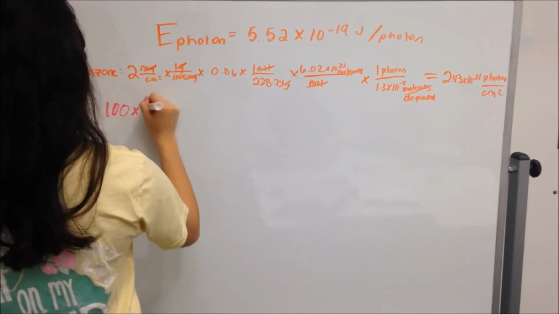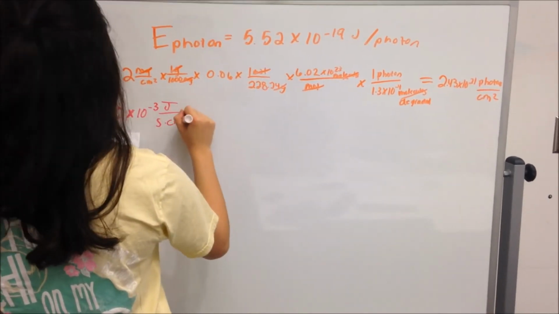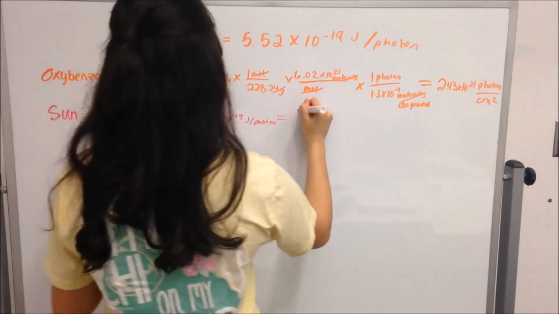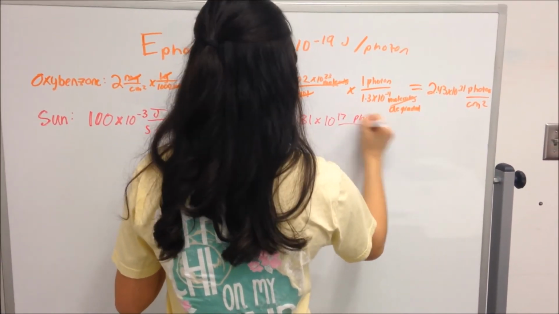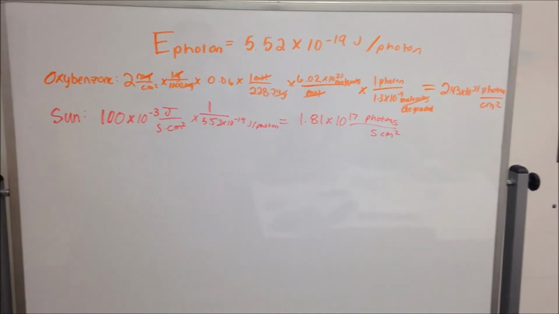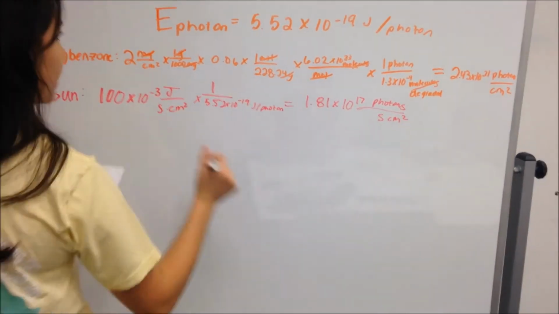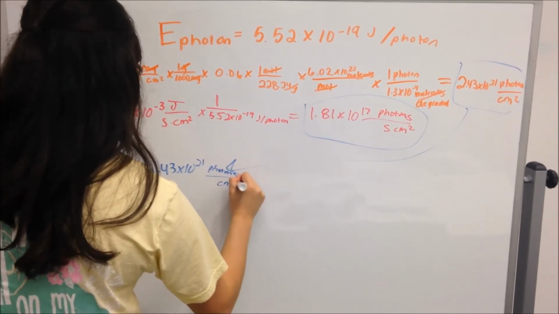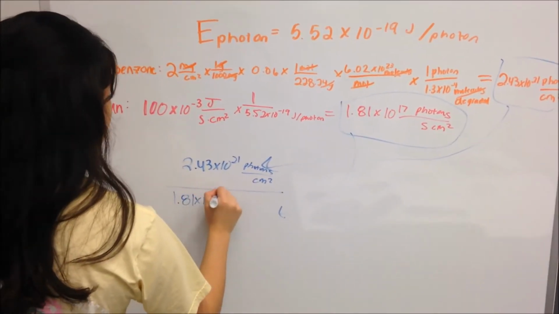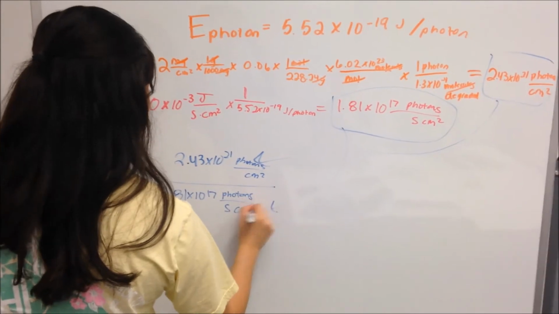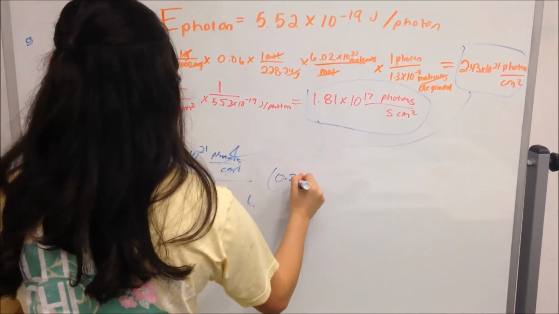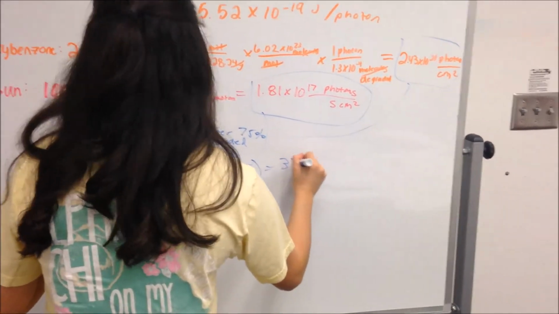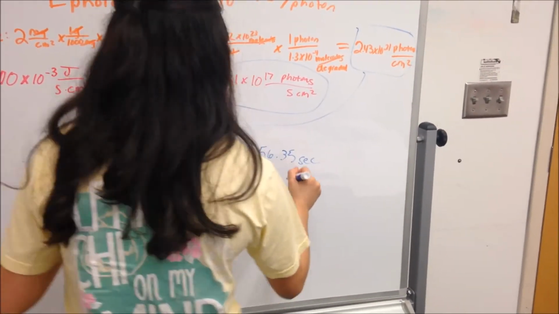Factoring in the energy from the sun at 100 milliwatts per square centimeter, assuming that energy is constant, we divide by the energy of UV light given off at a constant wavelength of 340 nanometers and find the amount to be 1.8 times 10 to the 17th photons per centimeter squared times seconds. Dividing the first amount by the latter, we solve for how many seconds it takes for oxybenzone to degrade. We multiply this number by 0.25 as we believe sunscreen should be reapplied once 75% of the protection has been degraded.